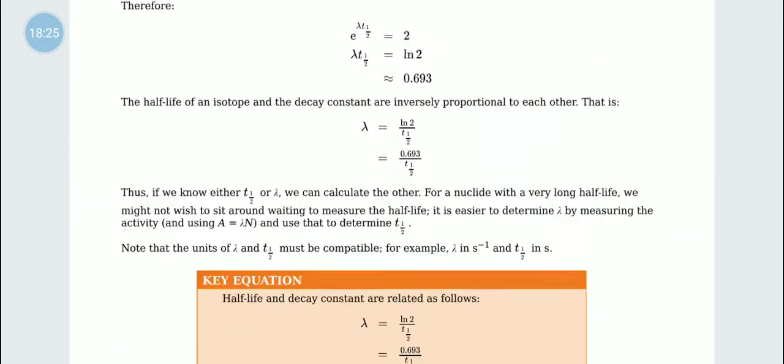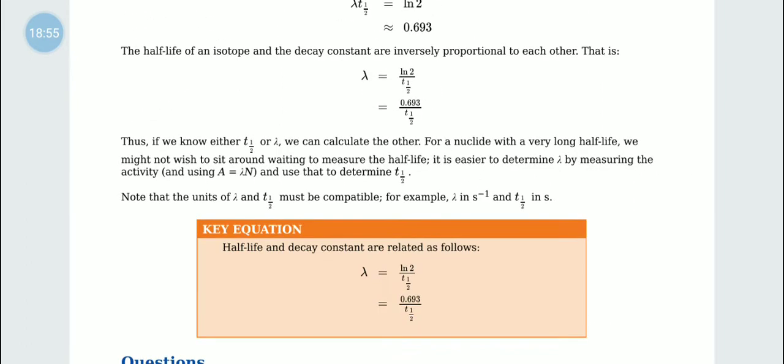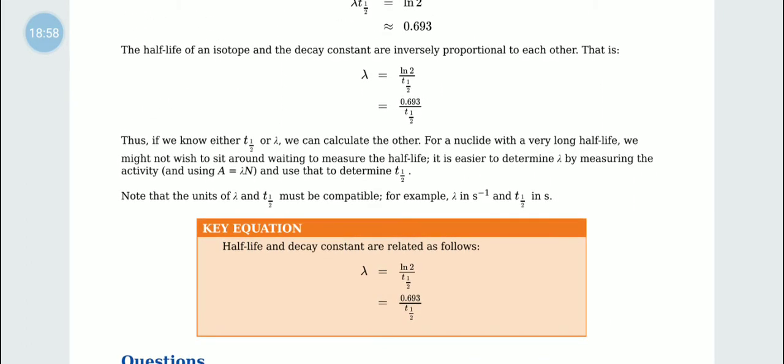So that is the end of the lesson. Write down a note of this. An isotope that decays rapidly has a short half-life. That means its decay constant is higher. Therefore, they have an inversely proportional relationship.